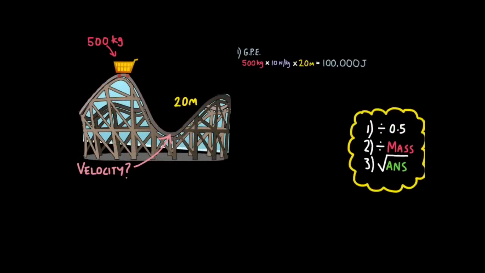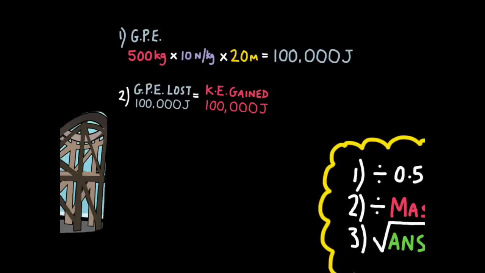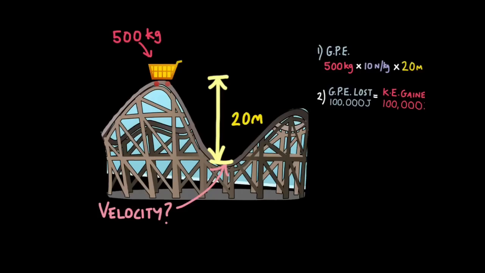Okay, so the first thing you have to do is work out the gravitational potential energy. And you can do that by multiplying mass by gravitational field strength, always 10, by the height, 20 meters, which you can see here. Doing that will give you 100,000 joules. Next, it's the simple equation GPE lost equals kinetic energy gained. So we've lost 100,000 joules, so it must have been transferred to kinetic energy by the time it gets to the bottom, 100,000 joules here. So here our cart has 100,000 joules of GPE, and by the time it gets to the bottom, it's all been transferred to kinetic energy.